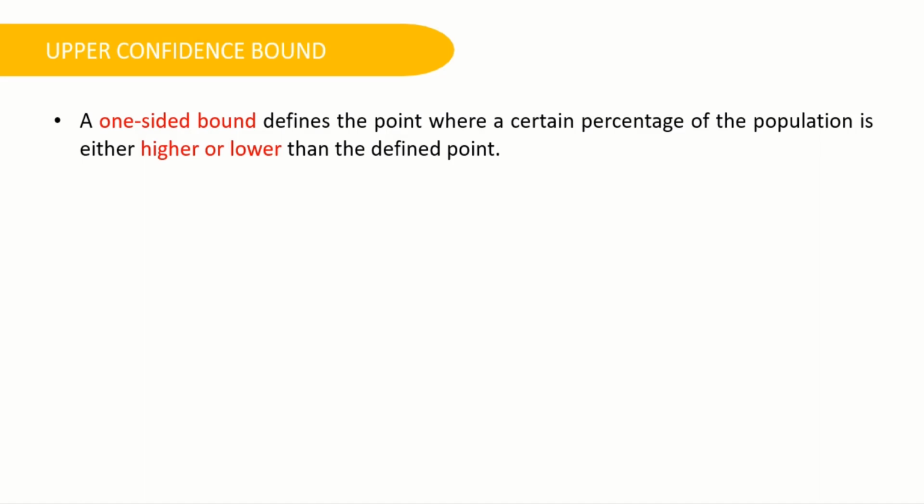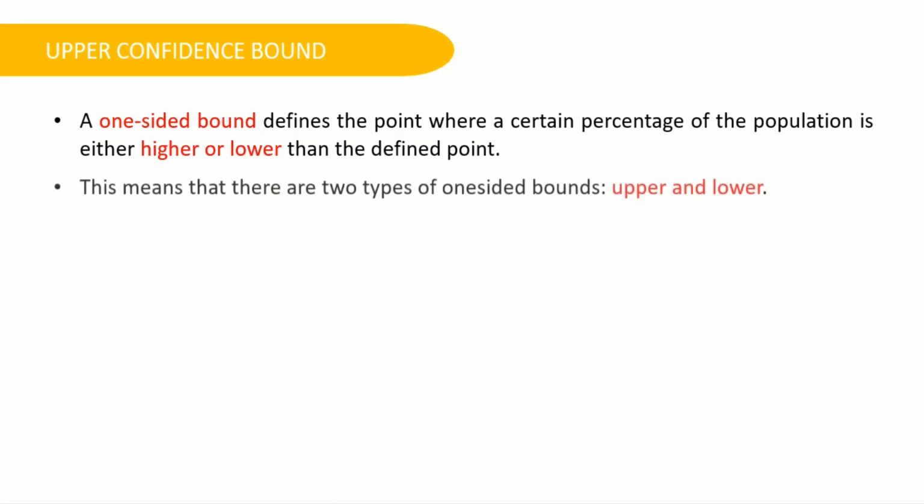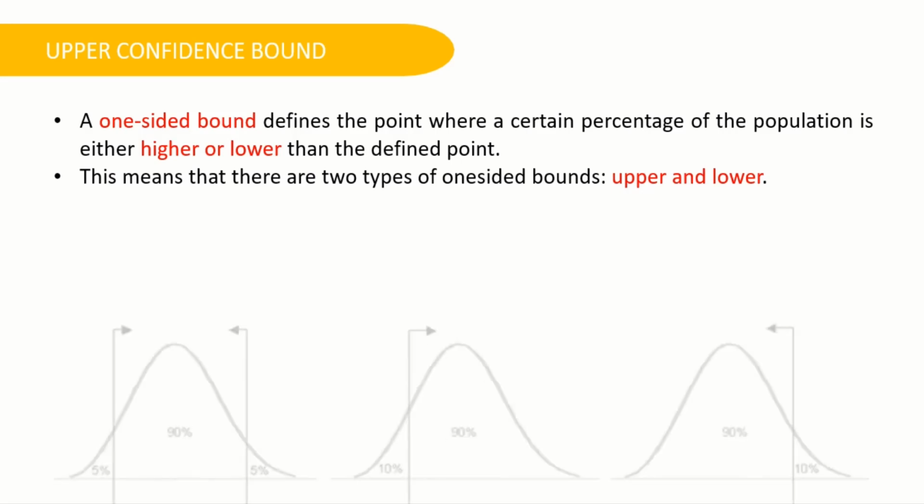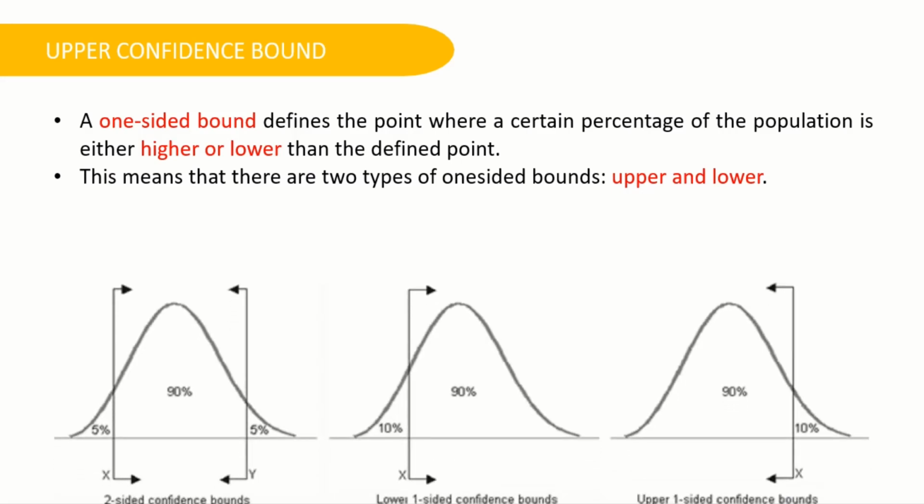So a one-sided bound defines the point where a certain percentage of population is either higher or lower than the defined point. This means that there are 2 types of one-sided bound, that is upper-sided bound or lower-sided bound. So this is just the visualization of what we have just learned, that is two-sided bounds and lower one-sided and upper one-sided.